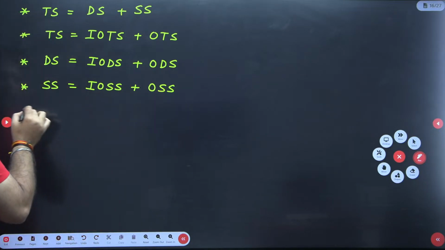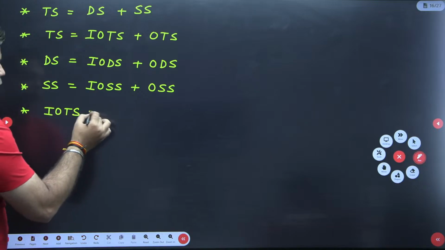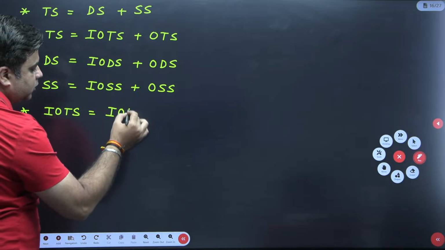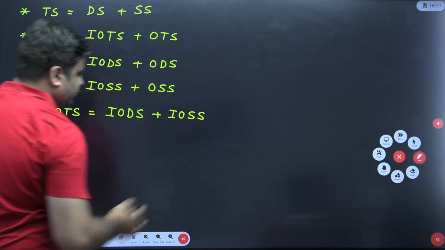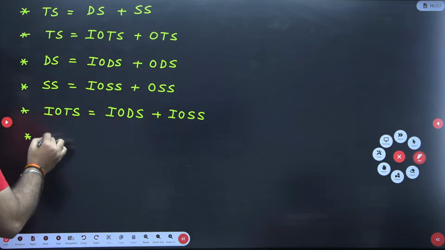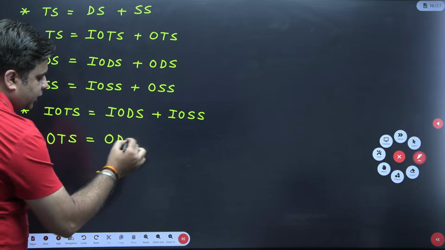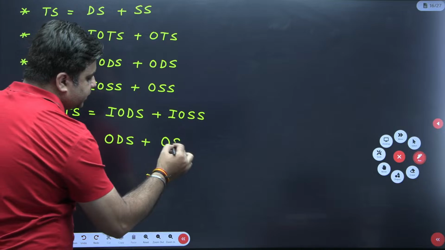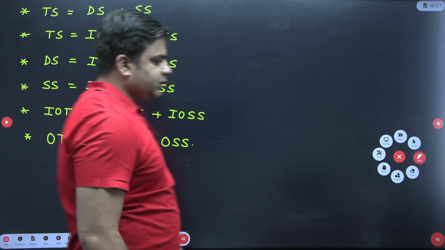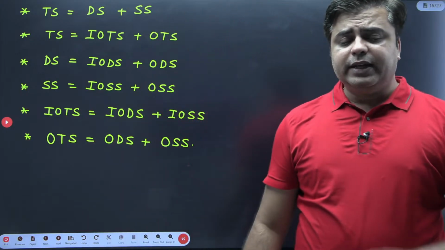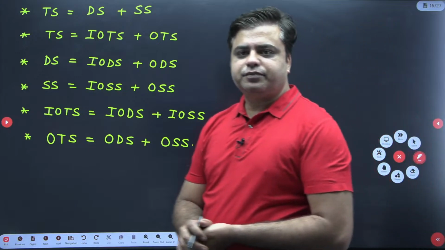Then again you can write down inorganic total solid is the sum of inorganic dissolved solids plus inorganic suspended solids. Then next, organic total solid is the sum of organic dissolved solids plus organic suspended solids, okay? So these are some of the basic equations that you can use for calculating the different quantities that are asked for the suspended solids, right?